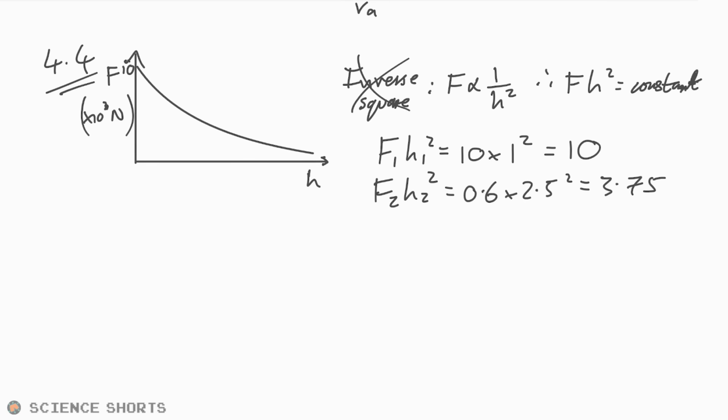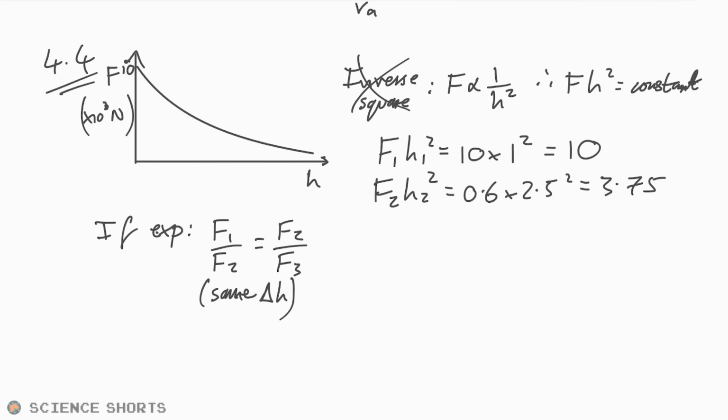Is it exponential? If exponential, then that means f1 over f2 is going to be equal to f2 over f3 for the same delta h, same increment. And so let's go for f1 over f2. So let's just go with 10 over, where should we go to? Oh, yeah. Let's just go for 1.1. So we're just going to say 10 divided by, so going over to 1.1.